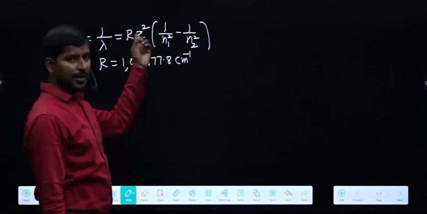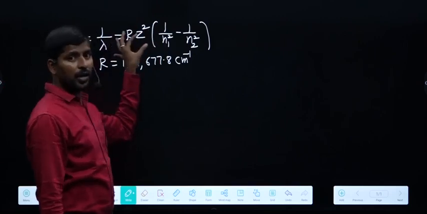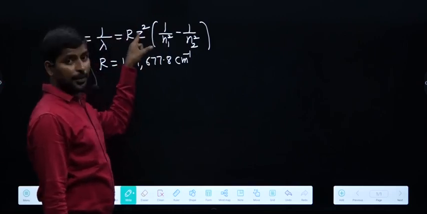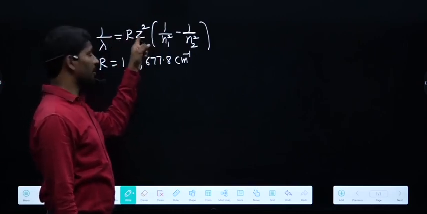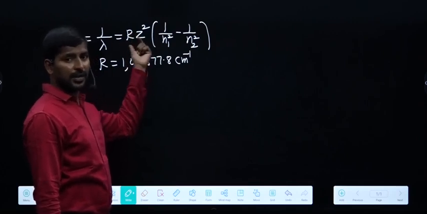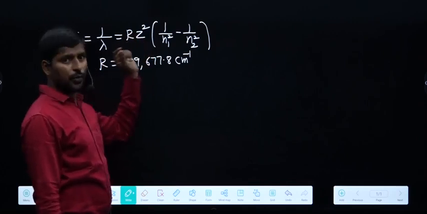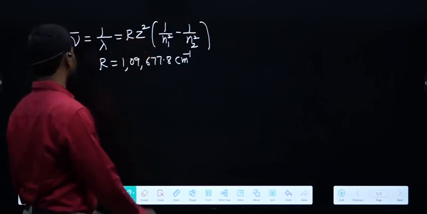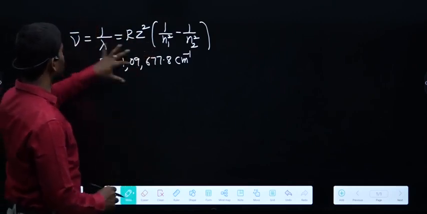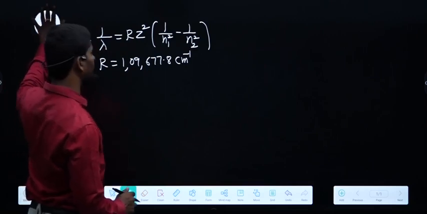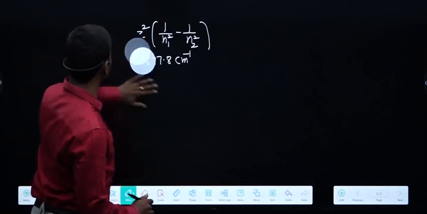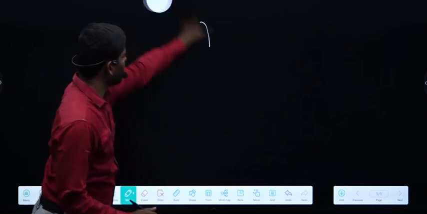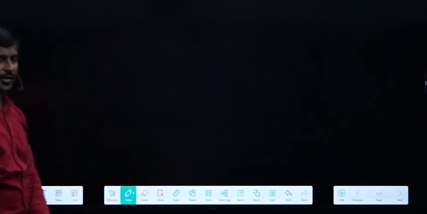Z is called atomic number. For hydrogen atom, it is 1. So it is applicable to all 1 electron systems. Helium plus ion, 1 electron system, Z value 2. Beryllium 3 plus ion, 1 electron system, Z value 4. Lithium 2 plus ion, 1 electron system, Z value 3. So by using this equation, we can calculate wavelength or wave number of each line in each series. And that is about hydrogen atomic spectrum.